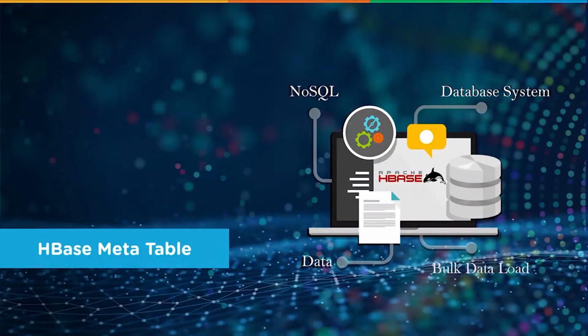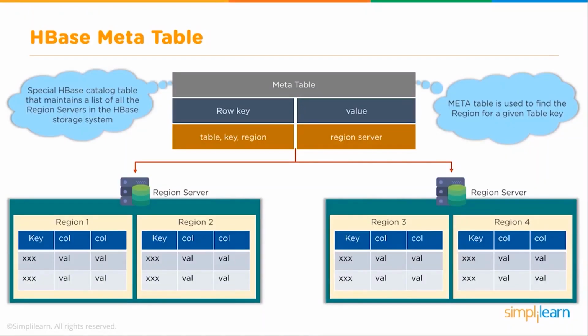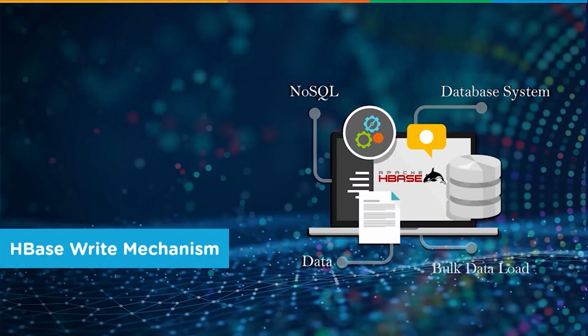Let's take a look at the HBase meta table. It's a special HBase catalog table that maintains a list of all the region servers in the HBase storage system. So you see here we have the meta table. We have a row key and a value, table key, region, region server. So the meta table is used to find the region for the given table key. And you can see down here, our meta table comes in, it's going to figure out where it's going with the region server.